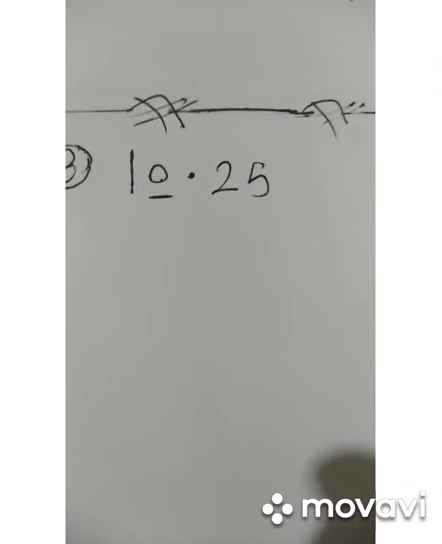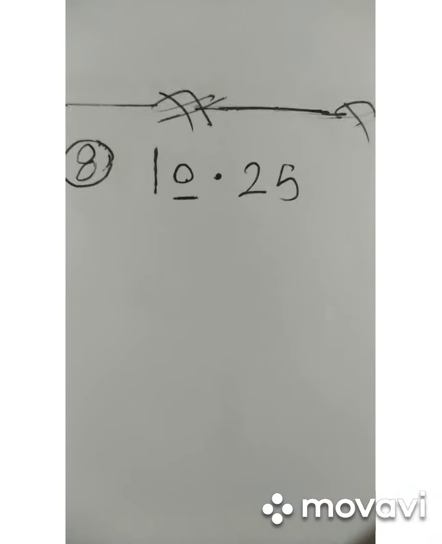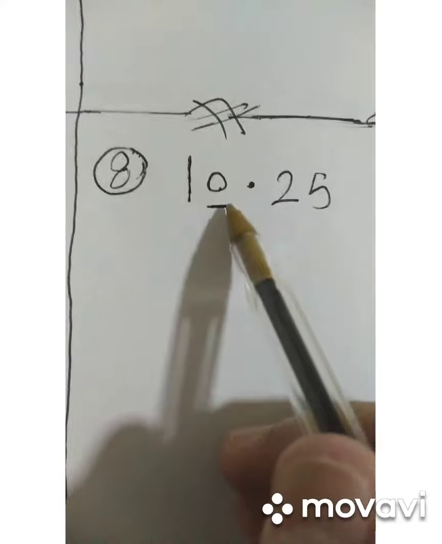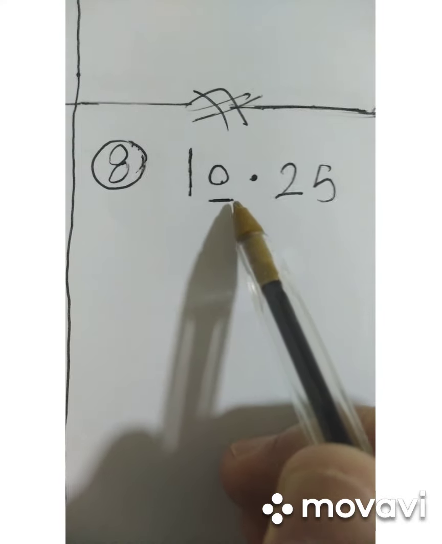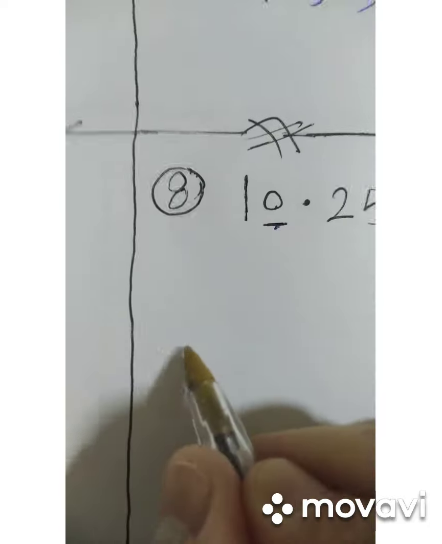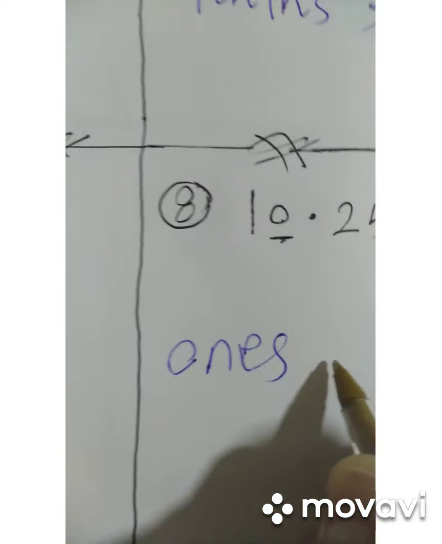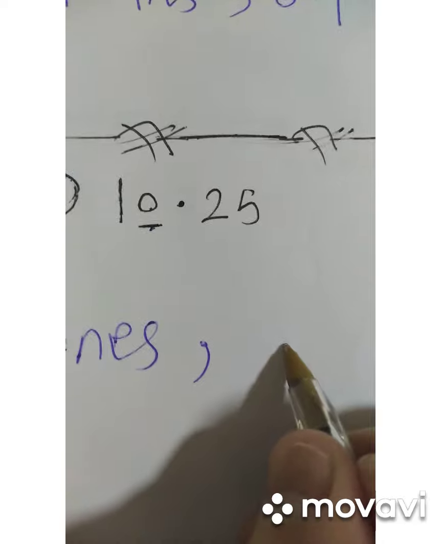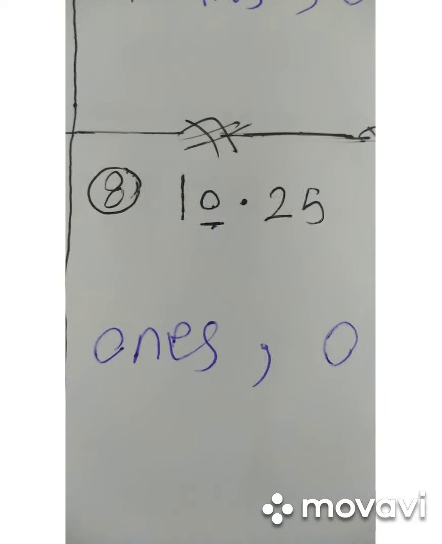Number 8. 10 and 25 hundredths. The underlined digit now is 0. What is the place of 0 now? Yes, ones. And the value of 0 equals 0. Okay?